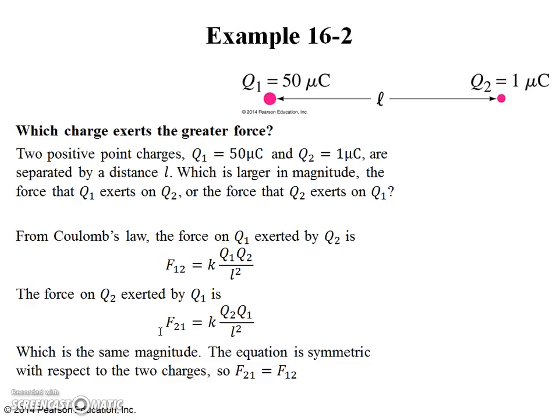From Coulomb's law, the force of Q1 on Q2 is represented by the equation below. And then the force of Q2 exerted on Q1 is represented by the equation below. Look at that. They have the same magnitude. The equation is symmetric with respect to the 2 point charges.